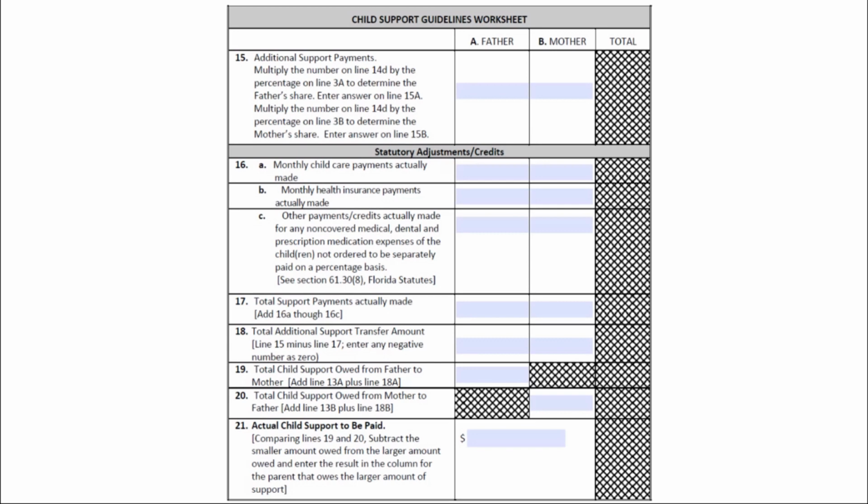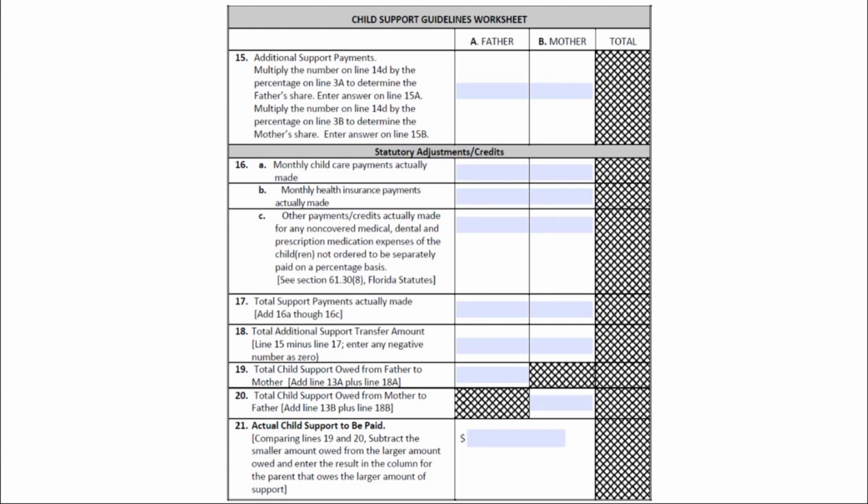You must subtract the smaller of the two amounts from the larger amount owed and enter the result in the column for the parent that owes the larger amount of support. This means that if the number in 19A is larger than the number in 20B, that means that the father will have to owe the mother ongoing child support as calculated in the Child Support Guidelines worksheet. And the remainder is what is listed in section 21.